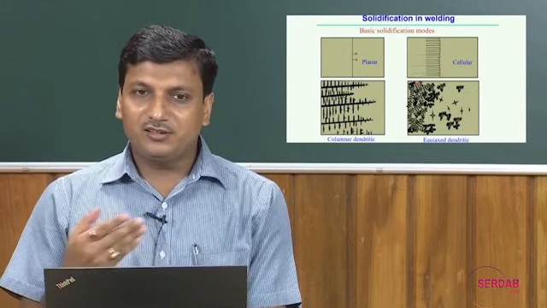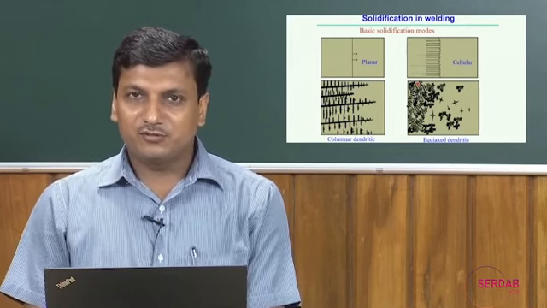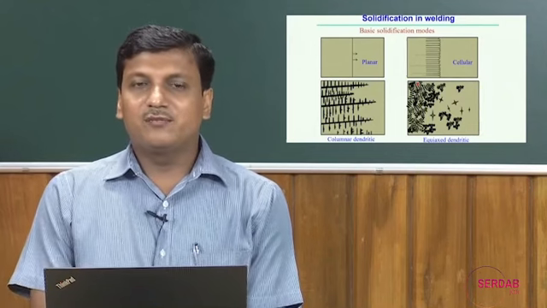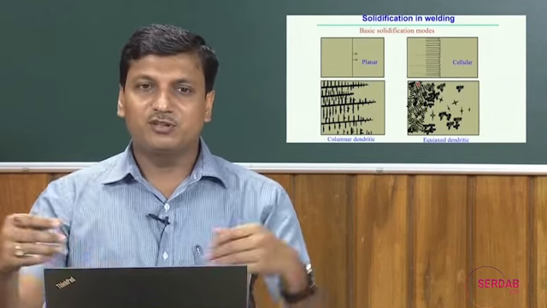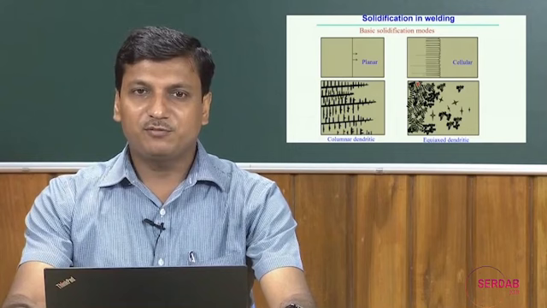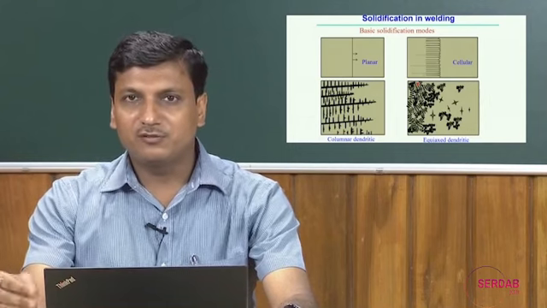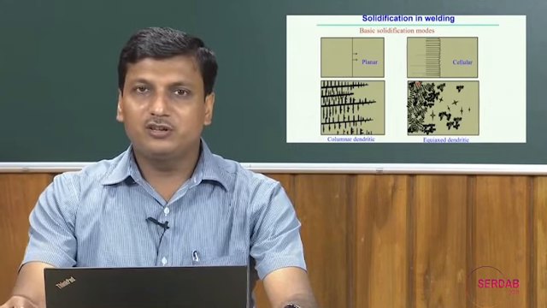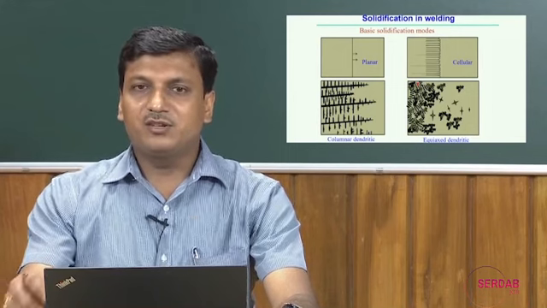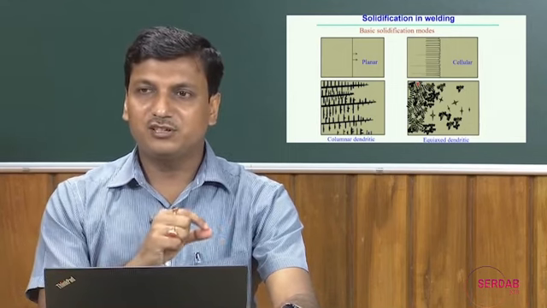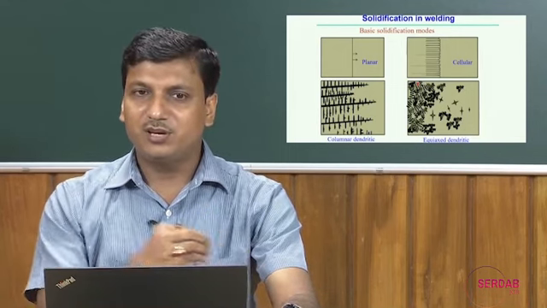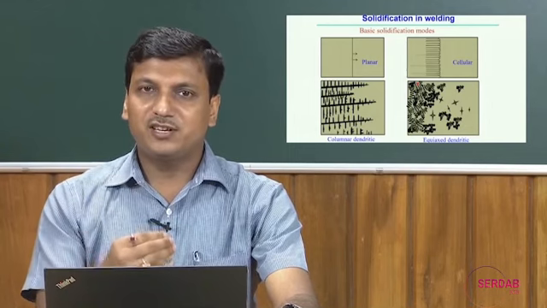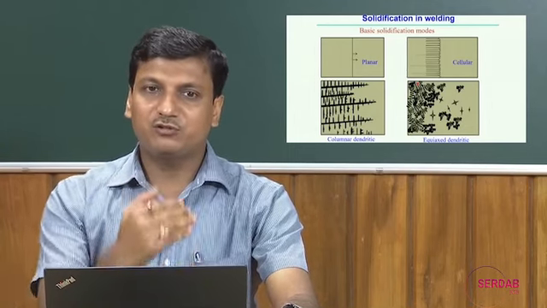Okay. And then during the solidification, there may also be the possibility of formation of another type of solidification mode, which is called columnar dendritic structure. That means the growth happens in such a way that it makes a big column, and the primary and secondary dendritic arms are attached to that column.